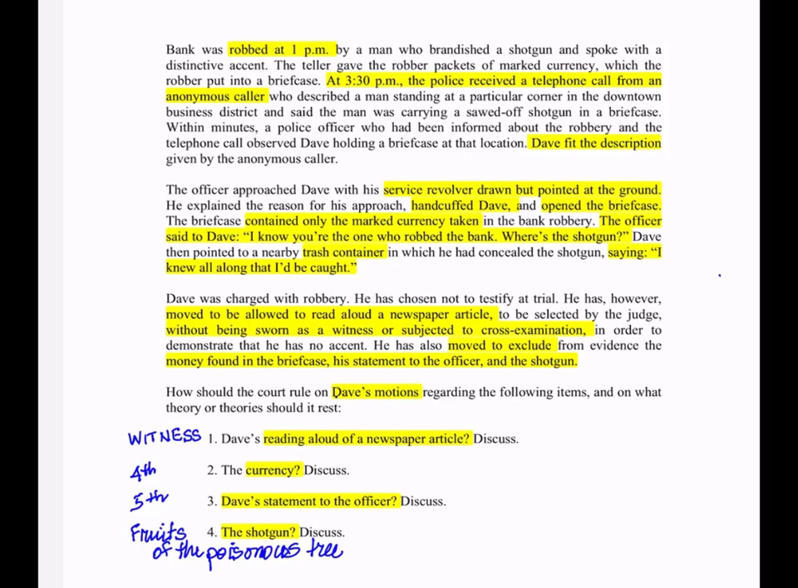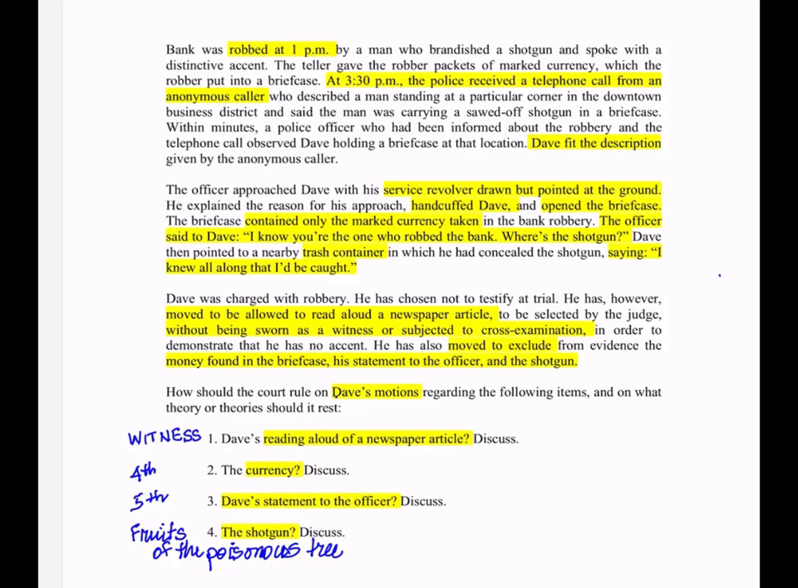To establish standing, you have to establish that the defendant had a reasonable expectation of privacy in the things searched. So here, it was a briefcase. Do you have a reasonable expectation of privacy in a closed briefcase? I would say yes, you do, just like you do in a purse. So then move on to the exceptions. The big exception staring you in the face is search incident to lawful arrest.